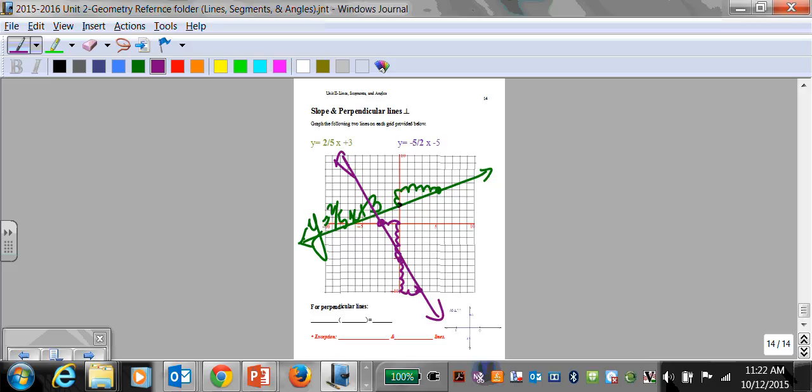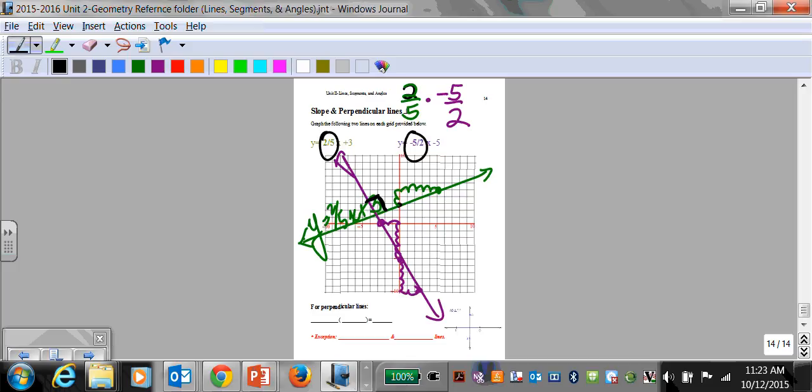So what to each other? Make a big fat right angle in there. Now circle the slopes. And in the top margin, I'd like you to multiply those slopes. Multiply those slopes, please.